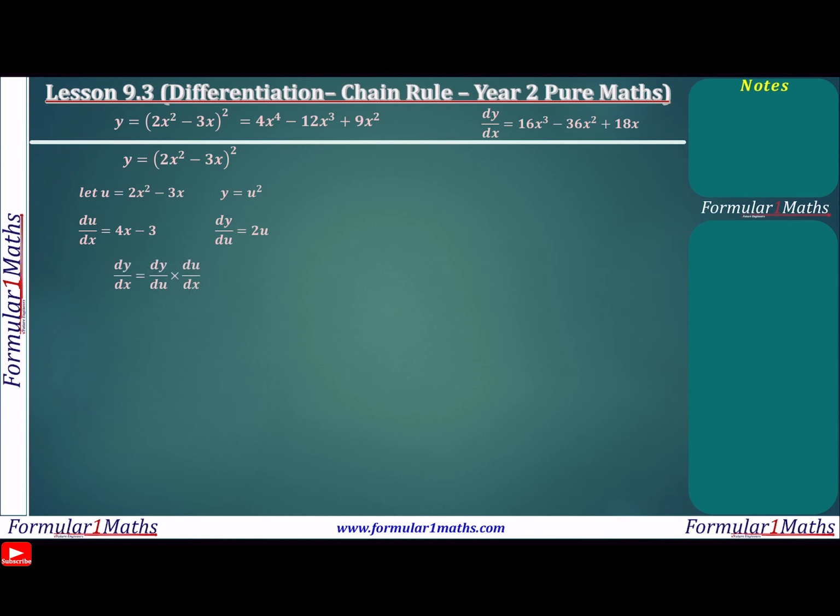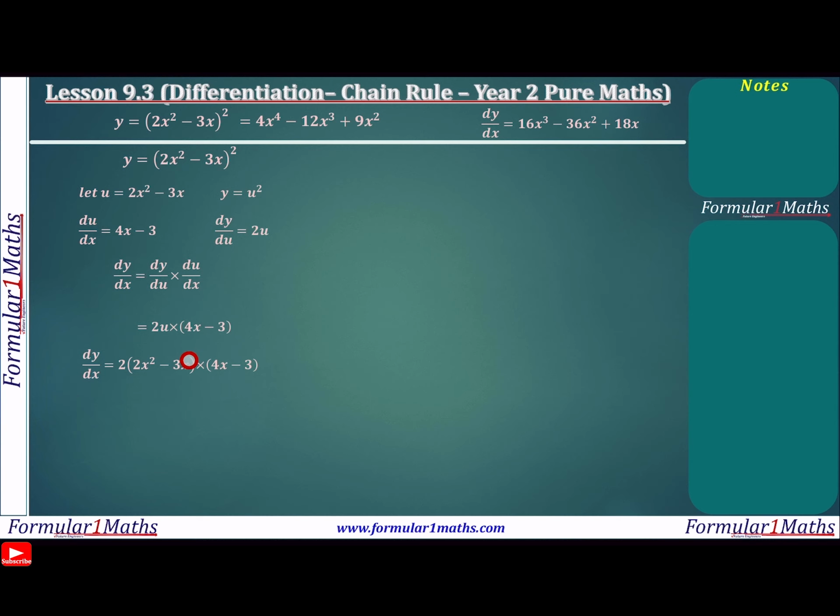Then I'll use this formula: dy/dx equals dy/du times du/dx. So you can see that 2u will replace dy/du, and 4x minus 3 will replace du/dx. Let's do that substitution. But I know that u equals 2x squared minus 3x, so if I substitute, I end up with dy/dx equals 2 times (2x squared minus 3x) times (4x minus 3). And that's my differentiation of this.